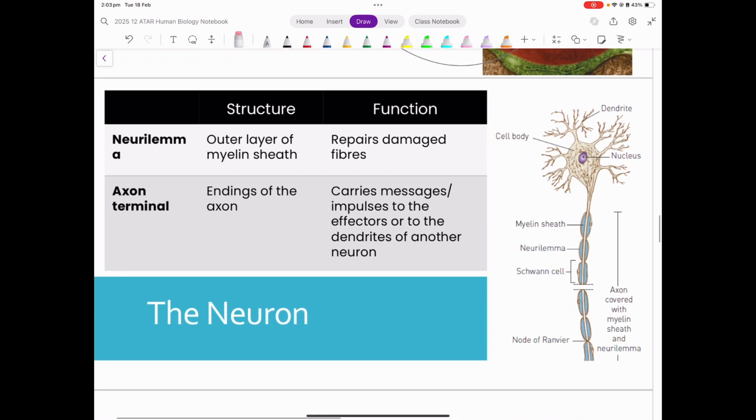So some final names for us. Apologies, a little typo on my slides here. This should be neurolemma. The neurolemma is that outer layer of the myelin sheath, and it was labelled in our prior diagram. I'm just going to go back to yellow here. I'm running out of colours. But the neurolemma is this stuff that is running down the outside of those Schwann cells. Its job is to help repair any damage sustained to those fibres.